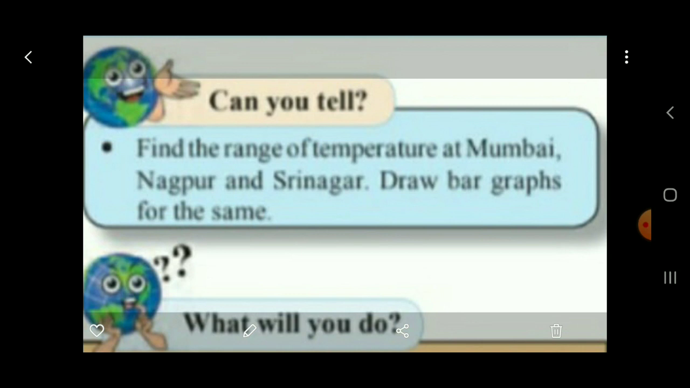We'll continue with chapter number 5, geography, that is temperature. Can you tell? Find the range of temperature at Mumbai, Nagpur and Srinagar and then draw the bar graph for the same.